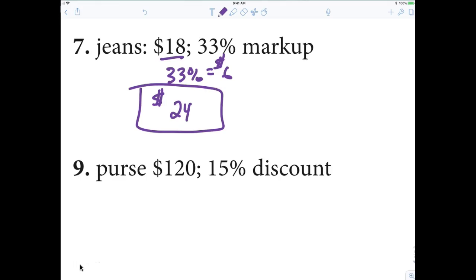Tell me, how did you get 6? Because 33% is the same as 1/3. So what does 1/3 mean to do? 1/3 means divided by 3. You hear me? So 18 divided by 3 is what? 6. And we're doing a markup, so we're going to add it in. Does everybody hear me? All right, there are times to use a calculator, times not to use a calculator. That's a time not to use a calculator.